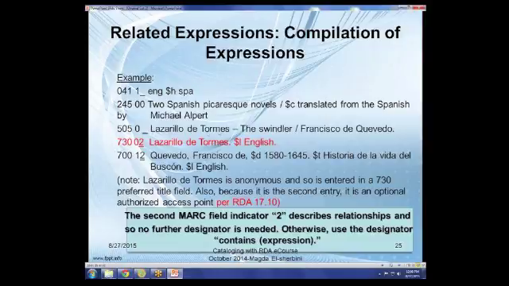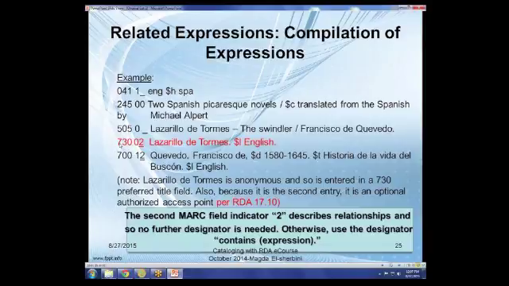We have Lazarillo de Tormes. No author name listed for this one. It's by anonymous. Then we have the second title, The Swindler, and that one does have an author. So this is done a little bit differently. We're using field 730 here instead of 740.